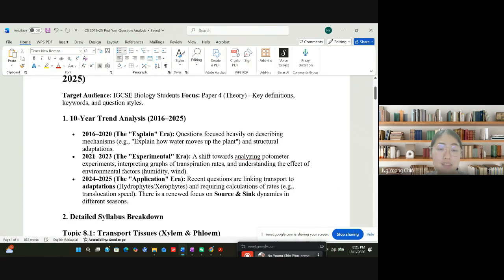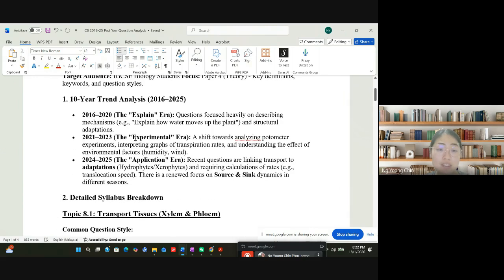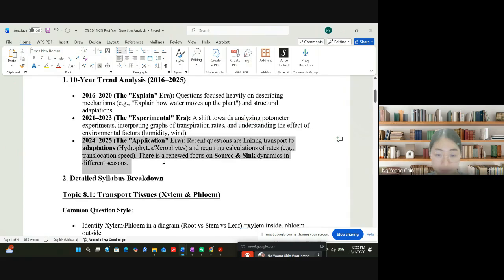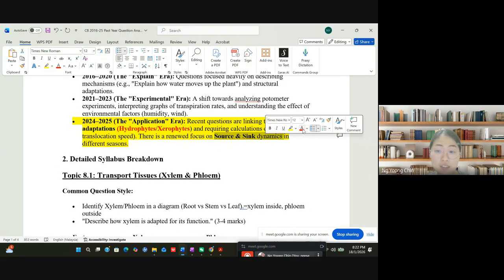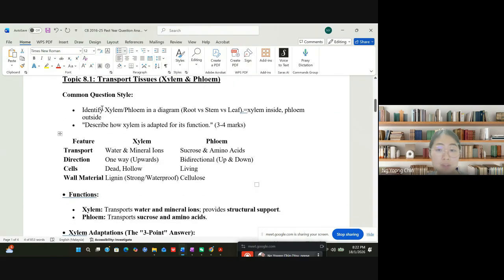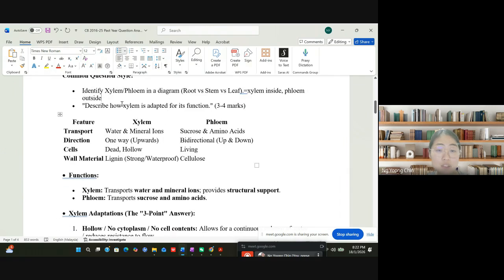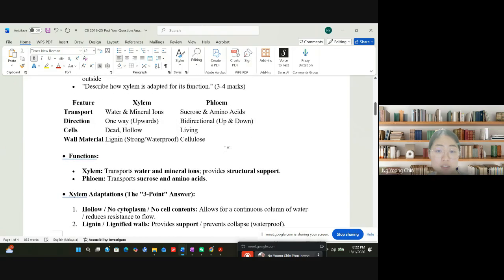You can see the trends of the questions. Now they are moving to applications, especially asking about hydrophytes and xerophytes. So hydrophyte and xerophyte are must-know questions. You need to know the details of hydrophytes and xerophytes and their adaptations. And then the source and sink. This one you can read by yourself. And then describe how xylem is adapted for its functions. So this feature.